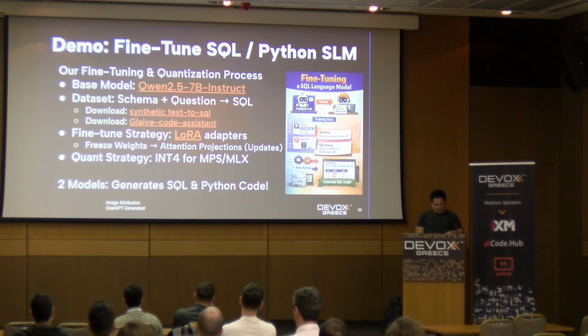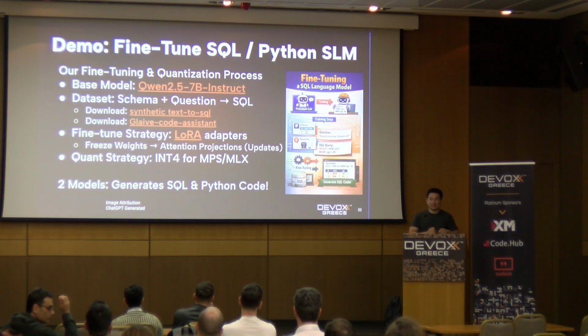You can see I used the Qwen 2.5 7 billion parameter model to start. I used 2 data sets, a SQL data set and a Python data set, to impart the knowledge on each of these 2 agents. And I quantized them down to int4 so that I can run them on my laptop. And yeah, let's go ahead and take a look.